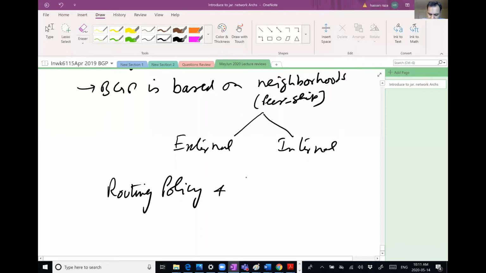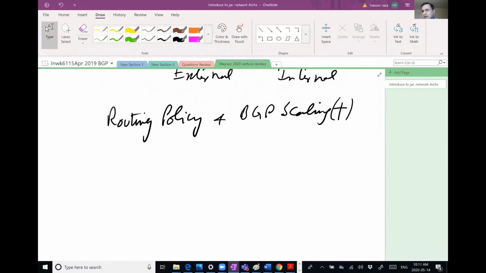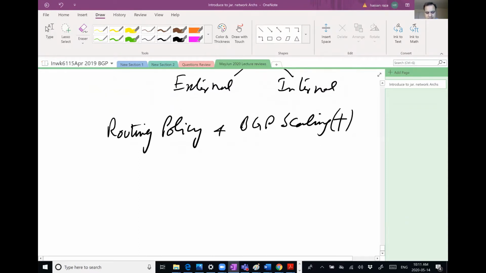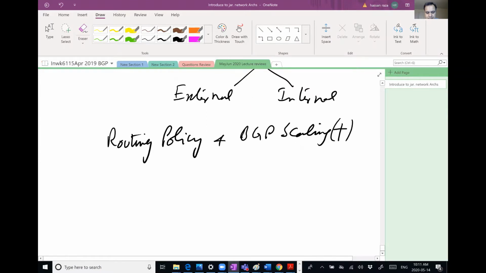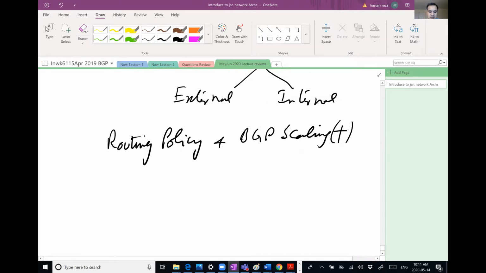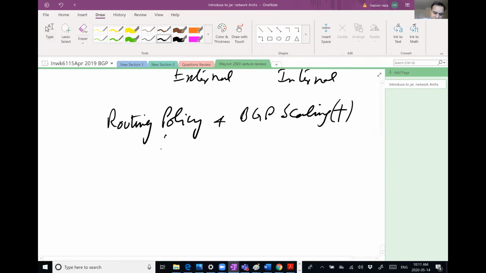Routing policy and BGP scaling plus some other issues. So that's what I want to talk about. And I'm hoping I will finish it and we will start MPLS today. So let's talk about routing policy.